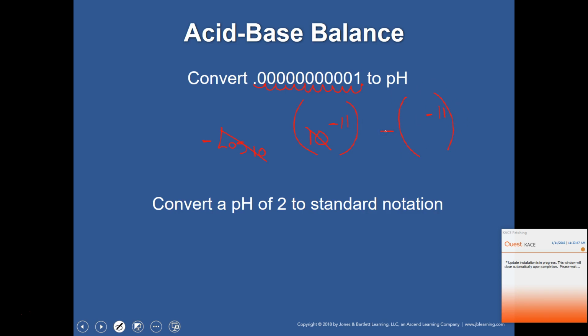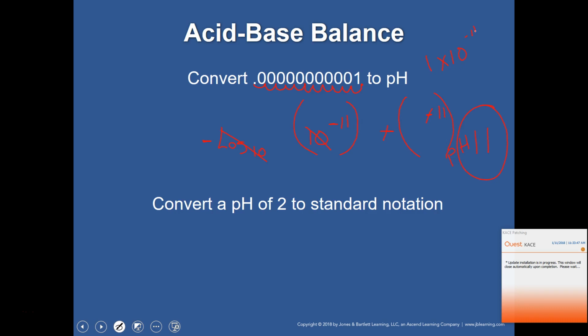Remember, two negatives cancel out, and now we're just left with this right here, which is our pH. So when we convert this number to pH, we move it over here, and it gives us this 1 times 10 to the negative 11 scientific notation. Remember, we have to convert it to scientific notation, and then we can convert it using the logarithm formula, so to speak, into what the pH would be.